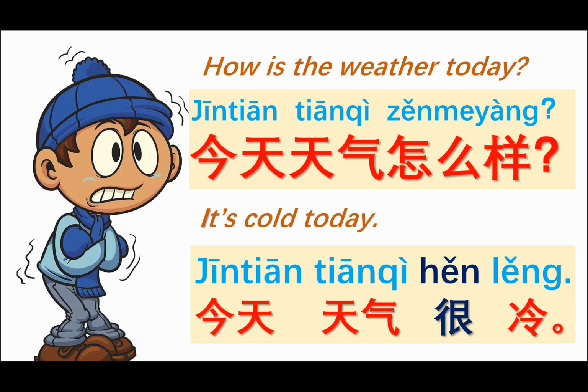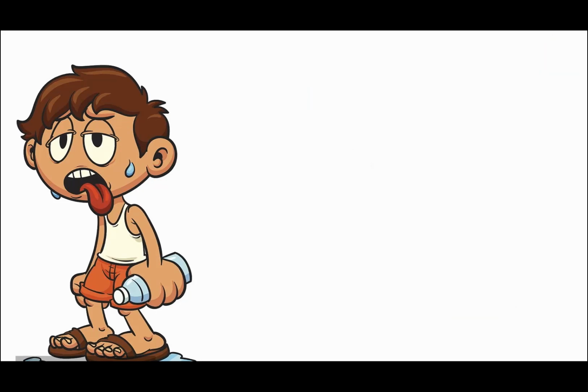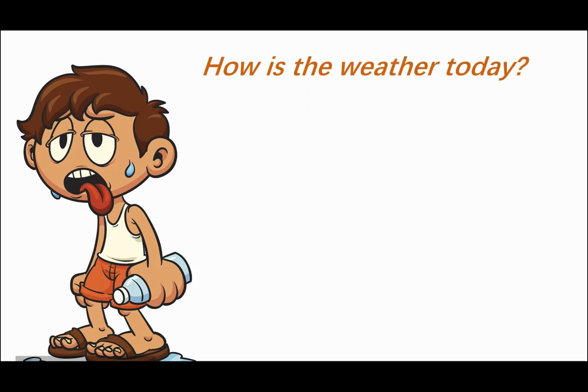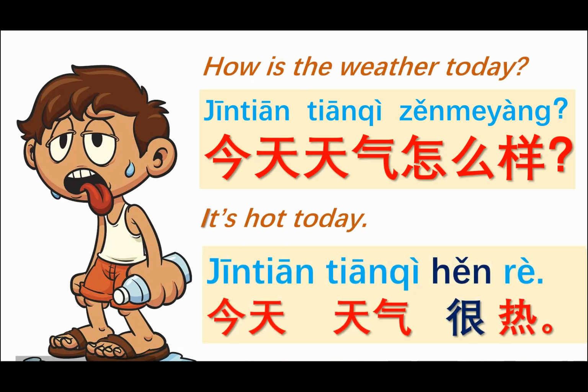Okay, so the next word should be the opposite word of 冷, that is 热. 热 means hot. So if I want you to answer this question now, how's the weather today? 今天天气怎么样? It's hot today. 今天天气很热. Same, we have to put 很 here instead of 是. So 今天天气很热.